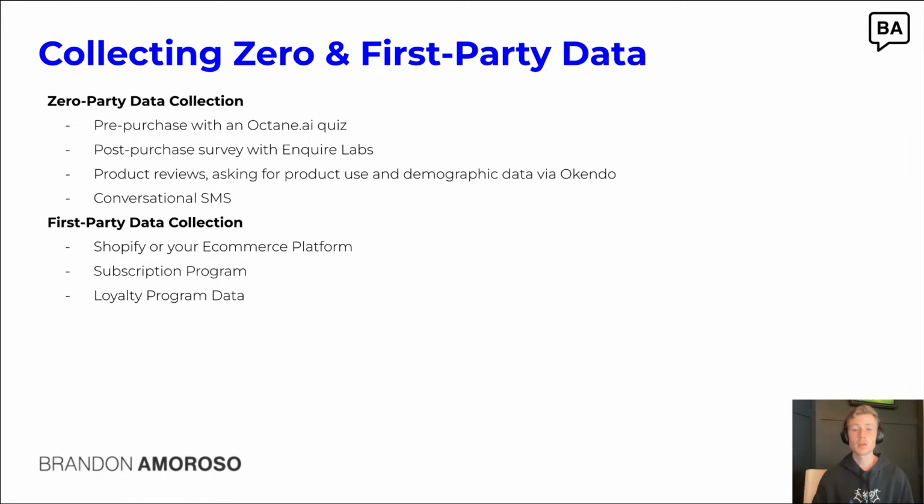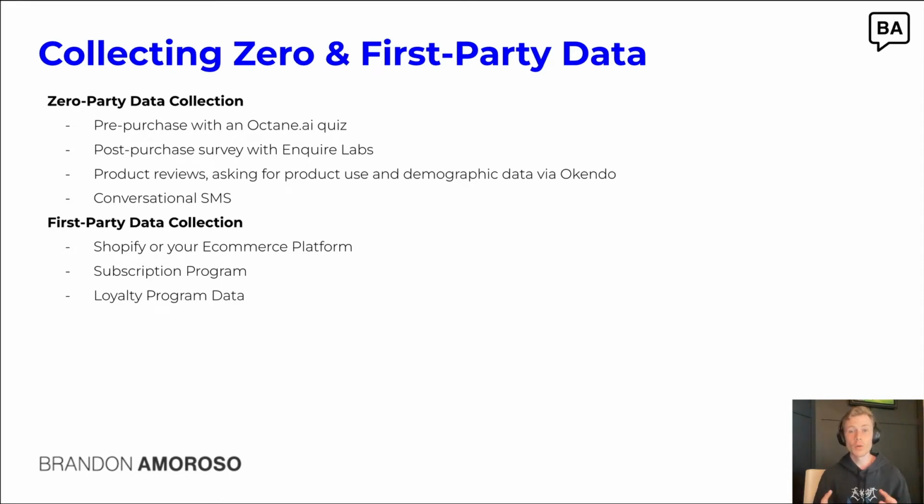Third is product reviews, and one that we see not being utilized a ton. So in your product review requests, sure, you want to ask for a star rating and a comment, but you can also ask for demographic data. So you could actually ask for main skin concern or age or other data points during that review collection process that's then stored for you in your SMS marketing platform and can be used for segmentation later on. And typically we're using Okendo for that.